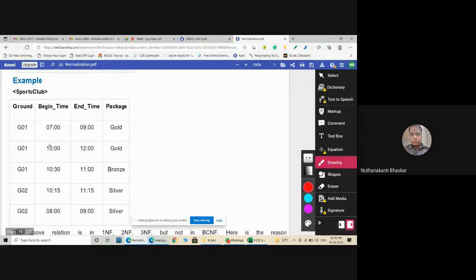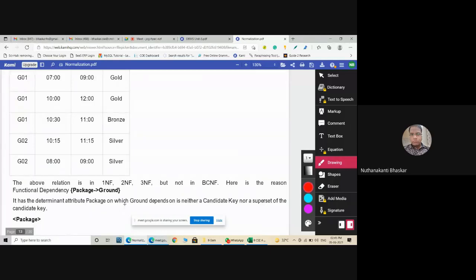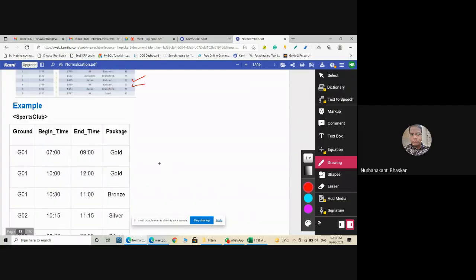Now, if you observe this given relation, all are in third normal form. It is not in BCNF because there is a functional dependency: package determines ground. Your package determines ground.